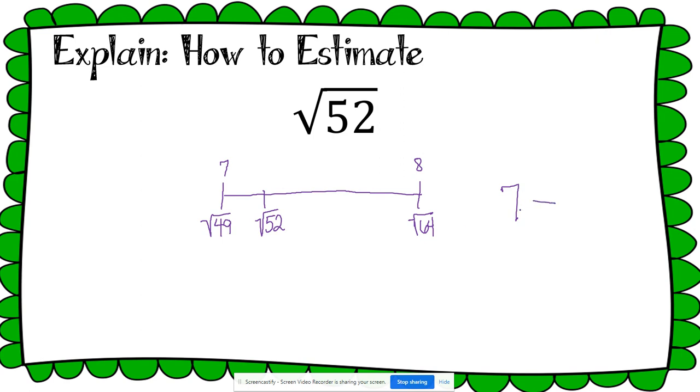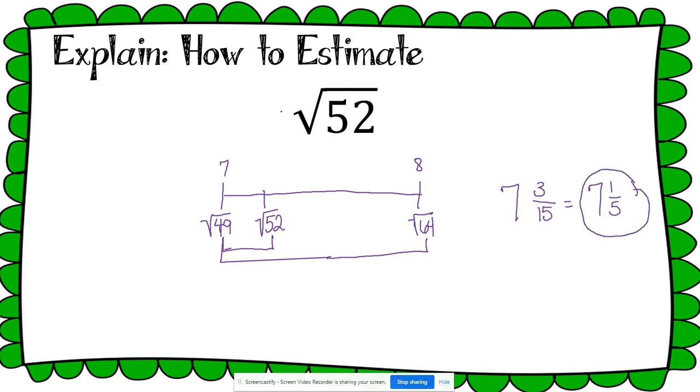To figure out what our fraction would be, we need to figure out our distance from our first perfect square to 52. Well, 49 to 52 is 3 units apart. And then we need to figure out the total distance from our two perfect squares. So the distance from 49 to 64 is going to be 15. Well, 7 and 3/15 can be simplified because 3 and 15 can both be divided by 3. So we would keep our whole number of 7. 3 divided by 3 is 1, and 15 divided by 3 is 5. So this is somewhere near 7 and 1/5.